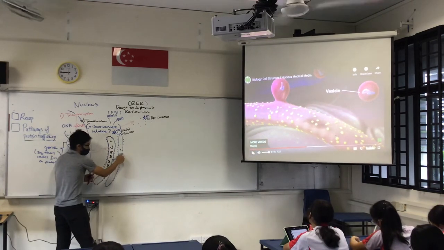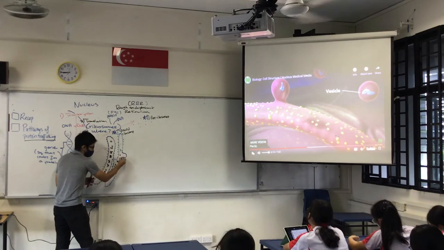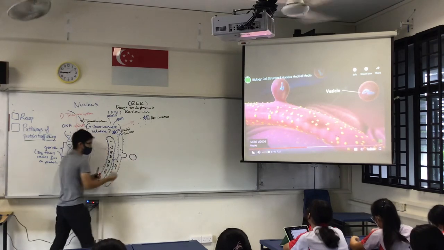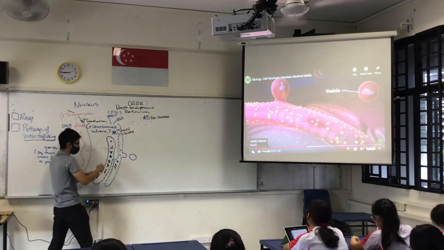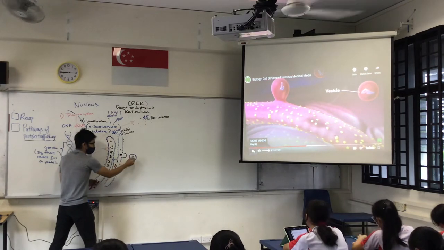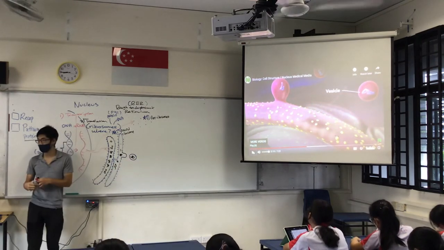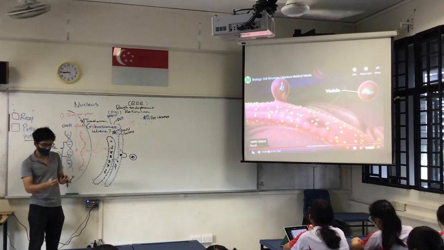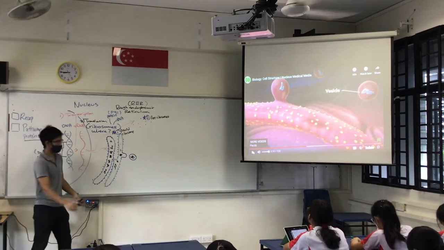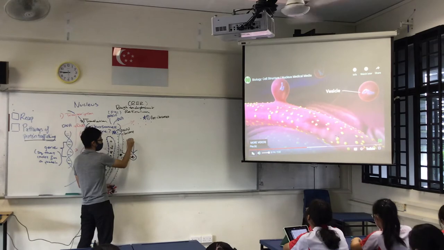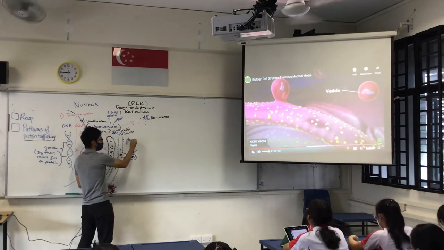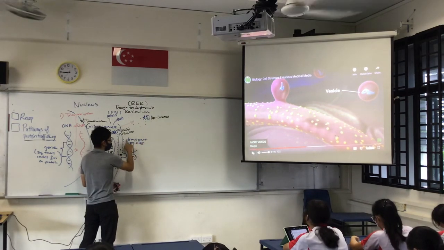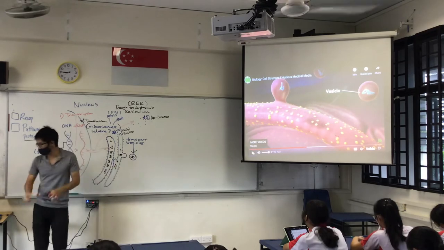The RER will start to bud off. Okay, start to bud off. Eventually, a vesicle will come out from the RER containing the protein that was trapped inside. So now the protein is in this vesicle. So that's how we get the proteins out of the RER. There are names for these vesicles. These vesicles are called transport vesicles. Okay, they are called transport vesicles.